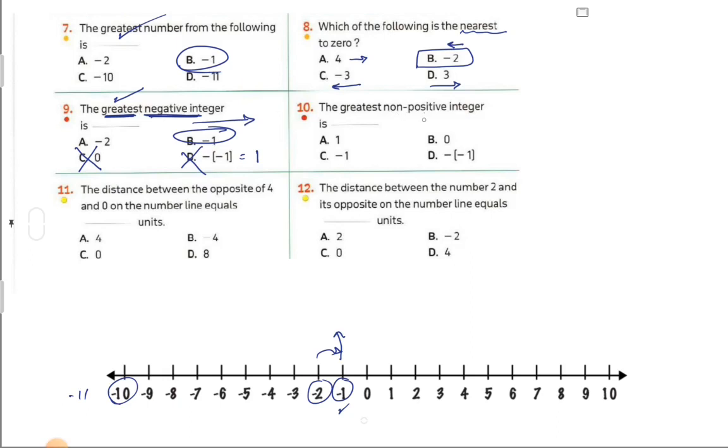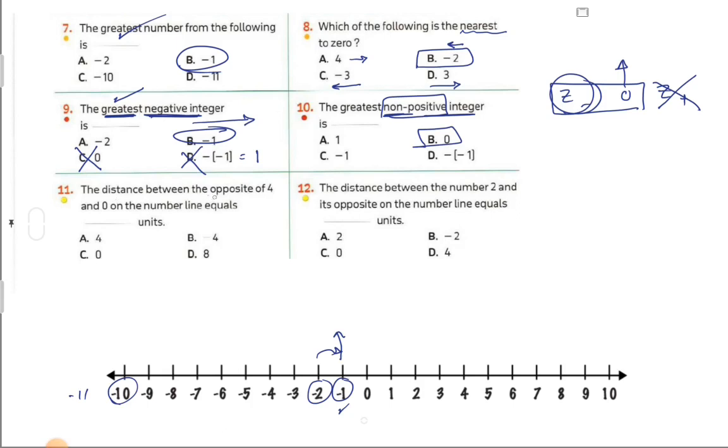The greatest non-positive integer. Note that he asked us about non-positive. Which set is non-positive? I have positive integers, 0, and negative integers. He asked about non-positive, so I delete the positive integers, and we just have 0 and the negatives. The greatest, of course, 0 is greater than any negative integer, so we choose 0.